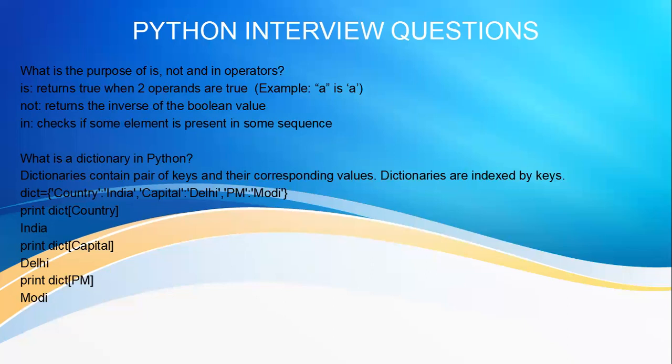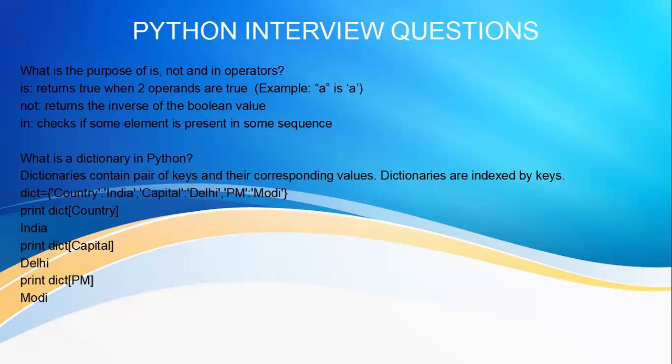And for example, in hello, there is no letter A. So in this case, the answer will be false. Again, we will see more about it later. So is means both are holding the same value or pointing to the same object. Then not means it will reverse the value. Then in means it will check whether a particular value is present in a sequence or not.